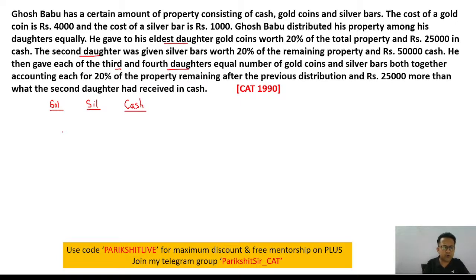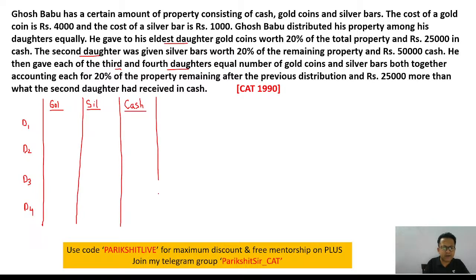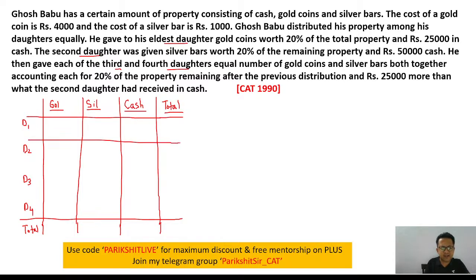So I think there are a total of four daughters. Let's write it down: D1, D2, D3, and D4. These are your four daughters, so this is what I need to fill up. And if you want, you can have another column called the total, total vertically as well as total horizontally. That's all that you need to fill up. If you're able to fill this up, I think you'll be able to solve all those questions that have come in the CAT 1990 paper.